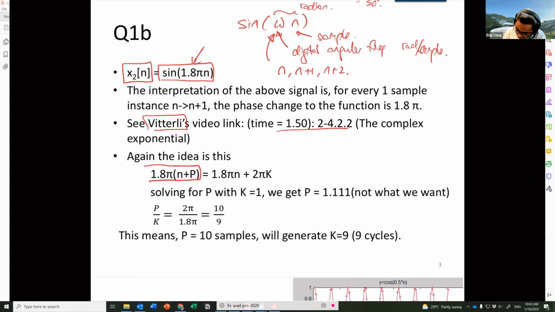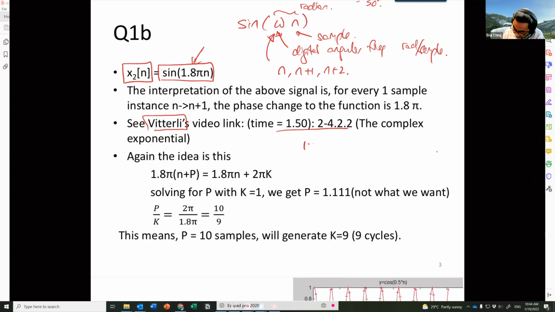this expression 1.8 pi (n plus p), where p is the period, an integer, and is equivalent to this guy. So that basically we are getting this equation: sine of theta is equal to sine of theta plus 2 pi k, where theta is the original expression 1.8 pi n. Now, if you work it out, you realize something is very strange. Well, let's work it out.